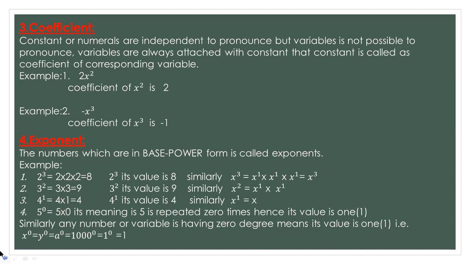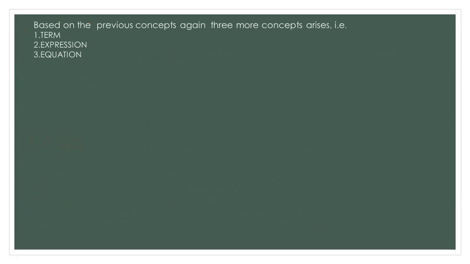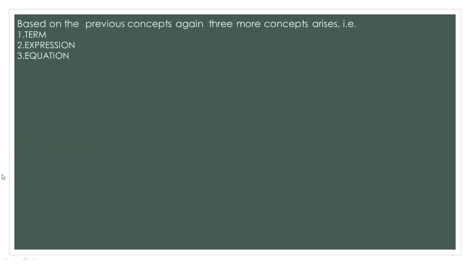For example, here x to the power of 0 is equal to y to the power of 0, that is equal to a to the power of 0, that is equal to 1000 to the power of 0, is equal to 1 to the power of 0. It's always representing the number constant, that is 1 only. Okay, right. So next one is based on the previous concepts.